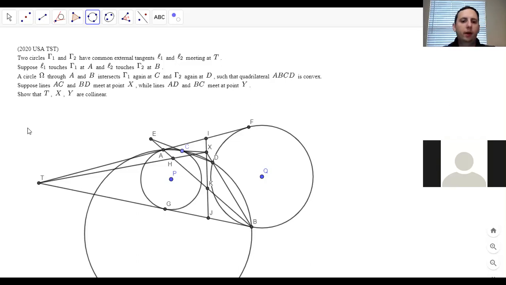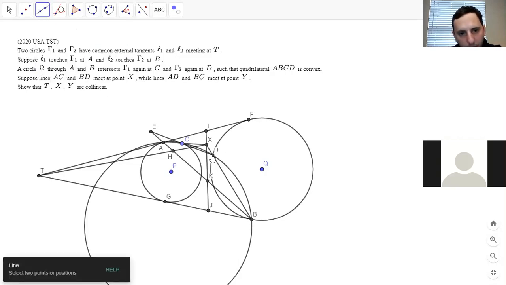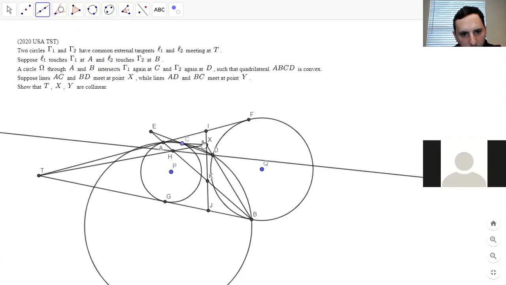Okay, so we want to show EAHB as harmonic. We could try projecting through. So what if we let BH meet AX at a point? And we want to show AC and X are harmonic with that point.